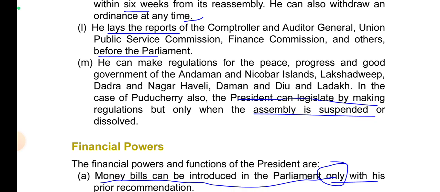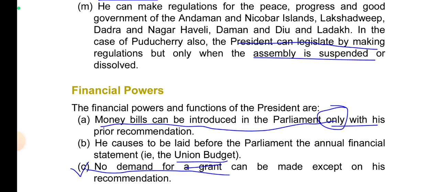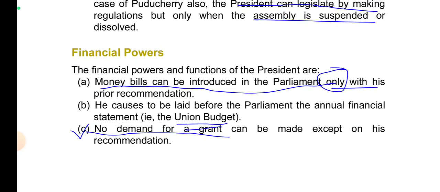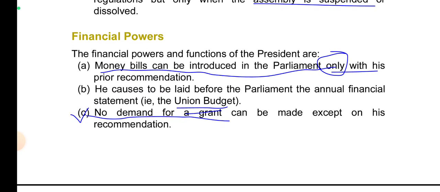He lays the reports of the Comptroller and Auditor General, Union Public Service Commission, Finance Commission and others before the Parliament. He can make regulations for the peace, progress and good government of the Andaman and Nicobar Island, Lakshadweep, Dadra and Nagar Haveli, Daman and Diu and Ladakh. In the case of Puducherry also, the President can legislate by making regulations, but only when the Assembly is suspended or dissolved. Then financial powers.